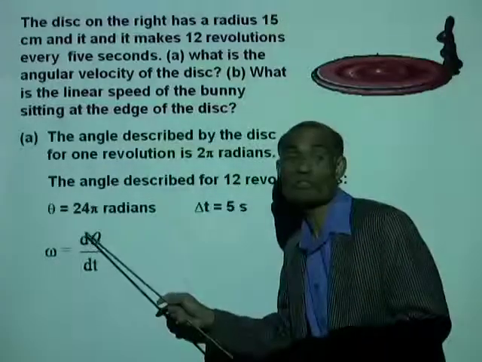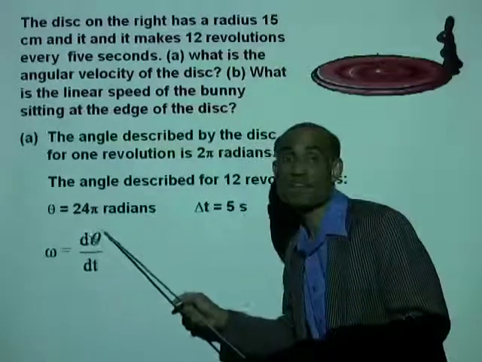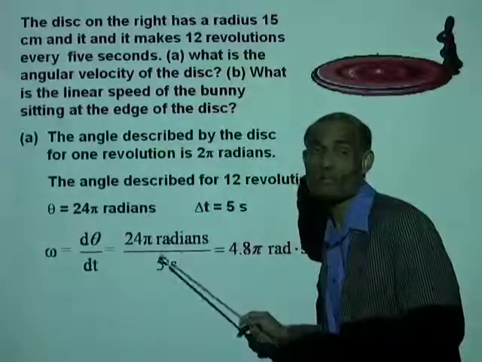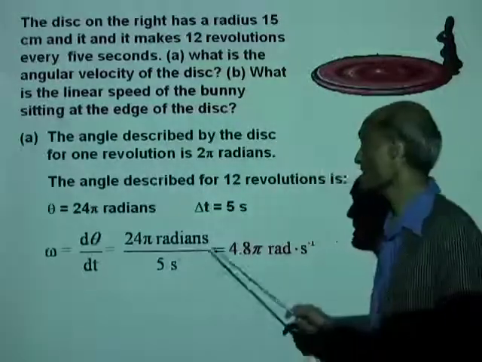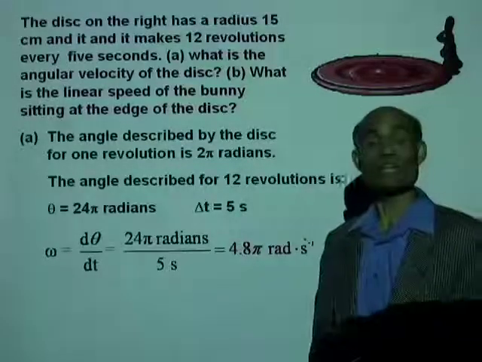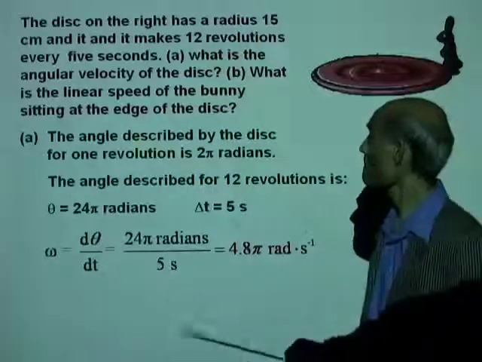Therefore, angular velocity is delta theta divided by delta t. 24 pi radians divided by 5 seconds, that is 4.8 pi radians per second.